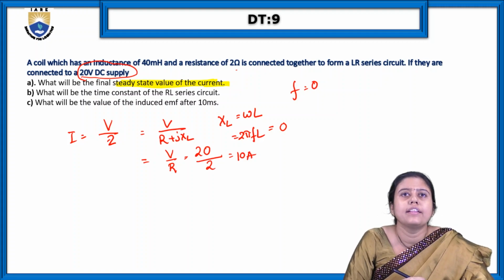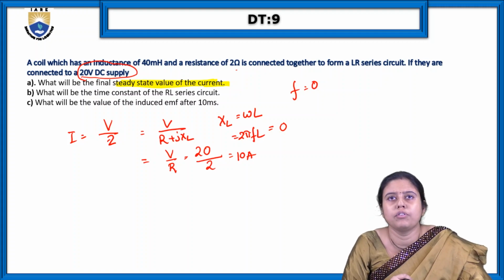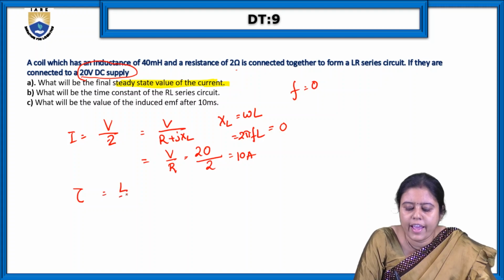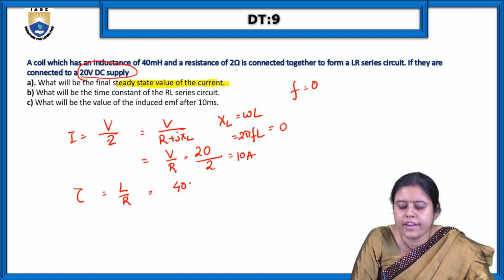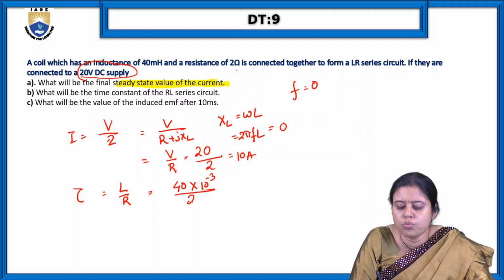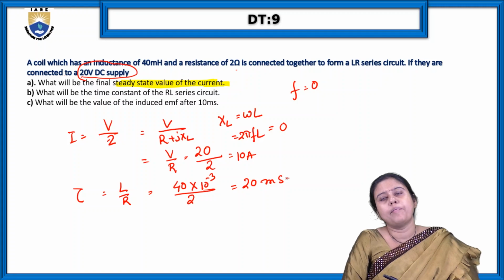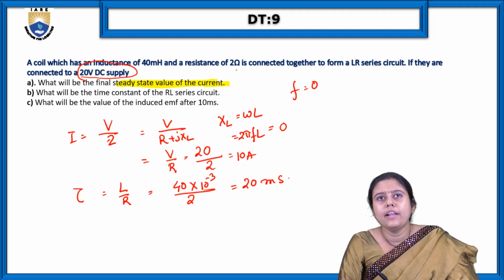What will be the time constant of the RL series circuit? We know that the time constant tau is equal to L by R. What is the value of L? 40 millihenry. What is the value of R? 2. So the value is 20 millisecond. We got the value 20 millisecond. As this is a time constant, the unit should be in millisecond.